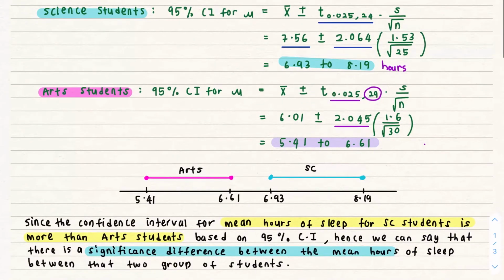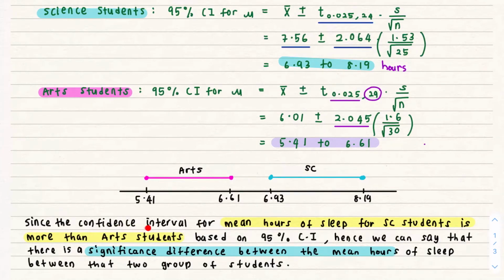Then to find whether you have a difference or not, what you have to do is draw a real number line, and then you put where your confidence interval is for the two groups, for the arts and for the science. If you look closely, your arts will be 5.41 to 6.61, and the science starts at 6.93. So there are no overlapping values at all between the two groups. When there is no overlapping between the two groups, you can say that there is a significant difference of the mean number of hours.